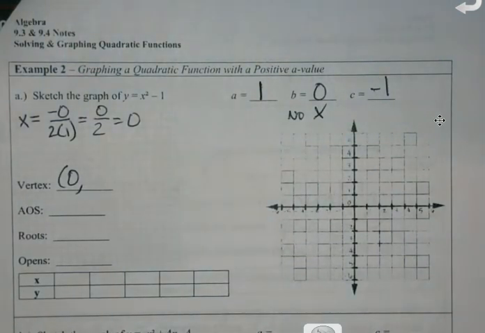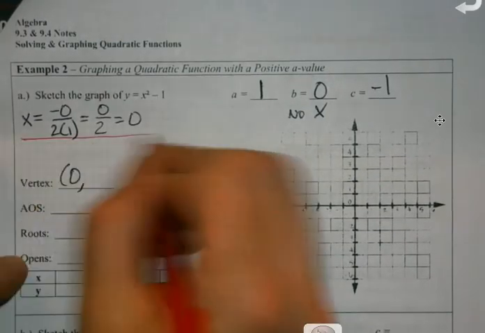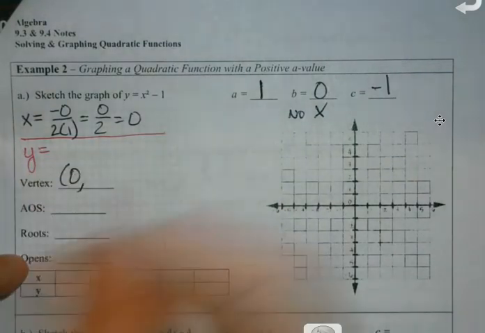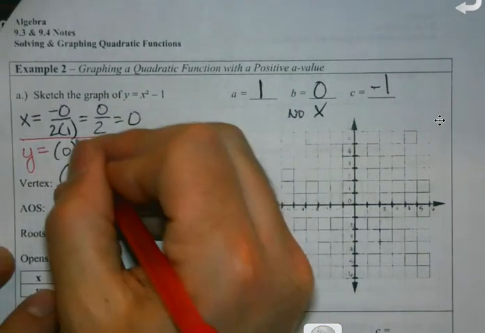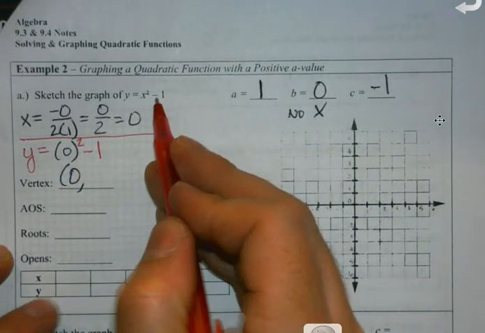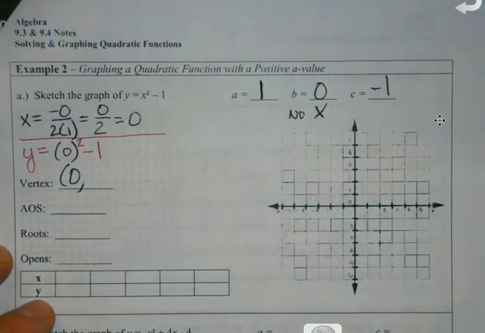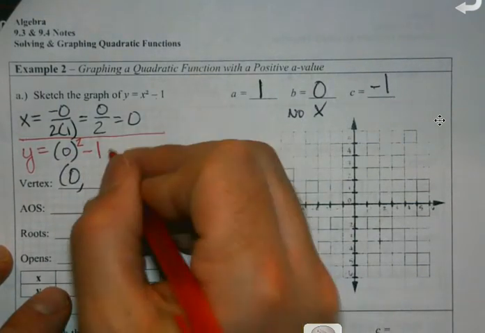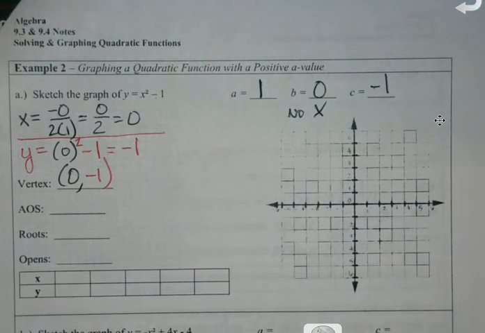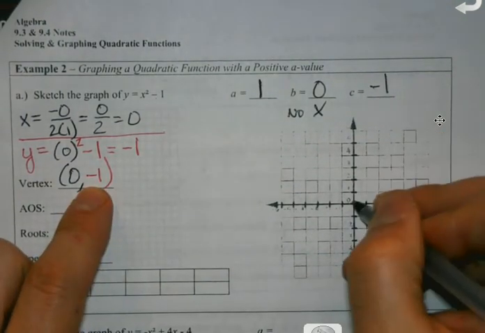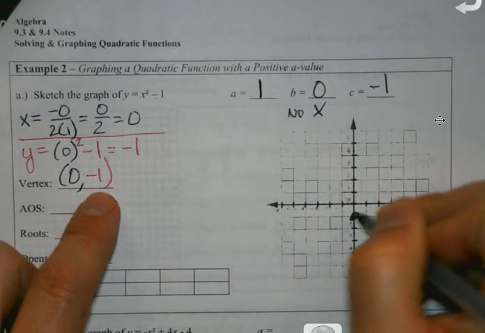So then I go, okay, well, what else do I have to work with here? Let's see. I need to find my y. And again, any place I see x, I'm going to plug in 0. Still going to use parentheses. So I'm just plugging it back into the original equation. 0 minus 1 is negative 1. So that's my vertex. So the vertex is at (0, -1). So I'm just going to plot my point there.